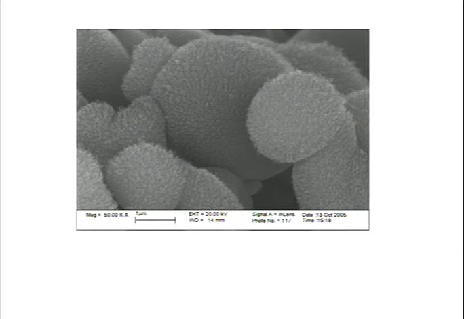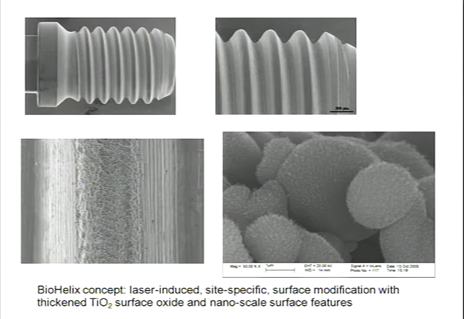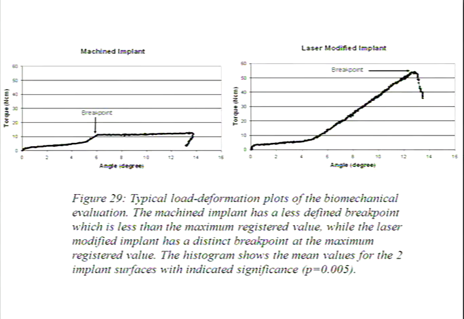Does it matter compared to entirely smooth balls? Yes. This is the difference. To the right is a torque versus angle curve, a typical one for that nano modification, and to the left is the smooth. It tells us that we have a very distinct break point and a much higher level than with the smoother implants, without the nano features.